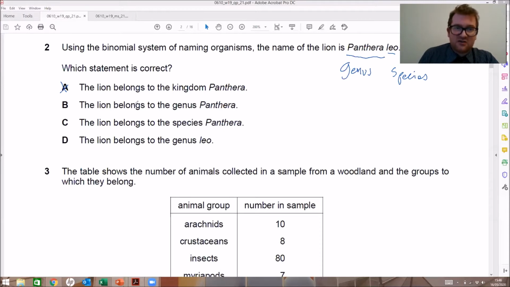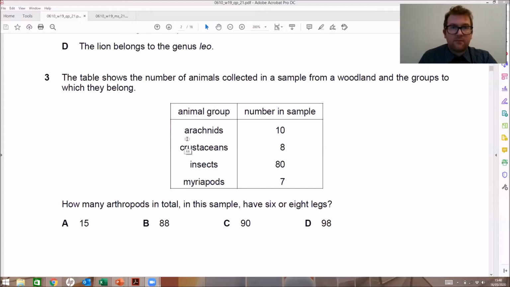Does it belong to the genus Panthera? Yes, this is the understanding of what the binomial system represents. The species name is Panthera? No. The species name is leo. And in this case, genus belongs to leo? No. We already established that B is the answer, and the genus is correctly identified as Panthera.